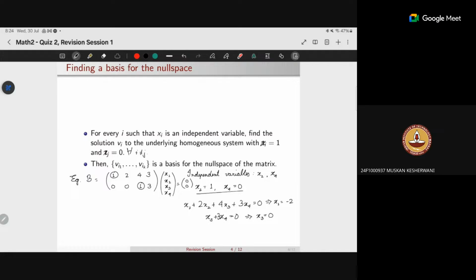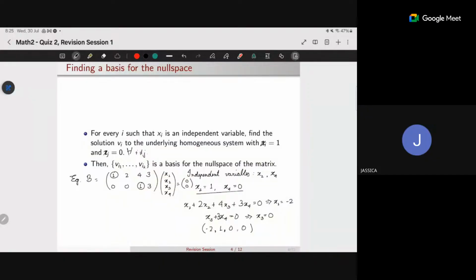That will give you one basis vector. In this case, there are two independent variables, x2 and x4. First, I'll consider x2 is equal to 1, x4 is equal to 0, and I'll get a solution. What is the vector that I get in this case? Minus 2, 1, 0, 0. And you can check that this is actually in the null space if you want.